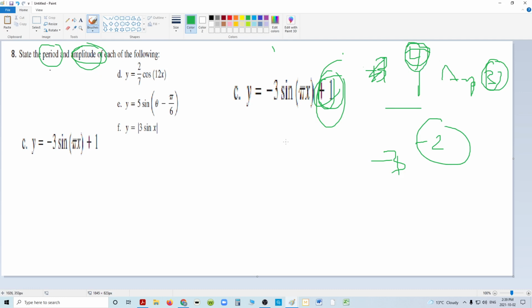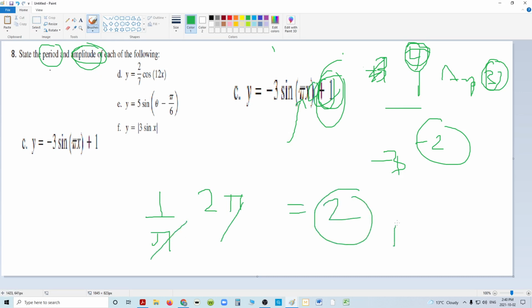Now, what about inside? This is the only thing that's affecting x. And I can see x is being multiplied by pi, but it does the reciprocal, which means my period is going to actually be multiplied by 1 over pi. Since my normal period is 2 pi, the pi's cancel out, and my period becomes 2. In other words, it's going to repeat every 2 units.